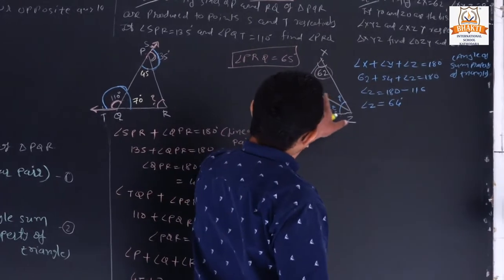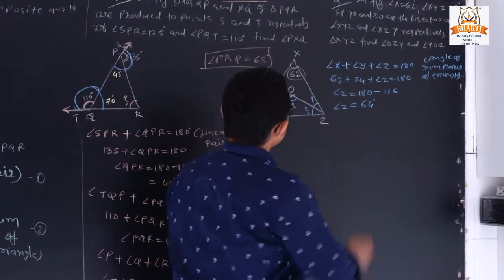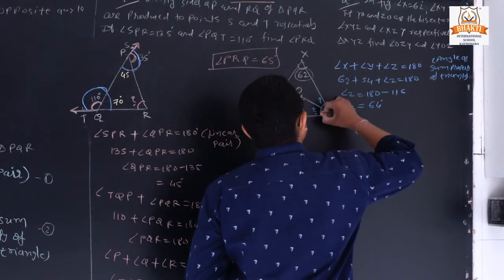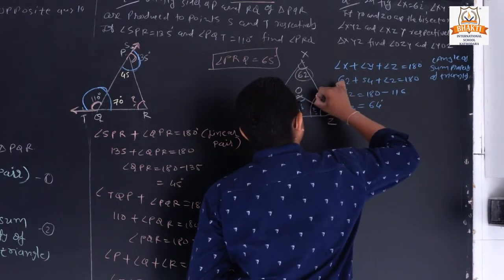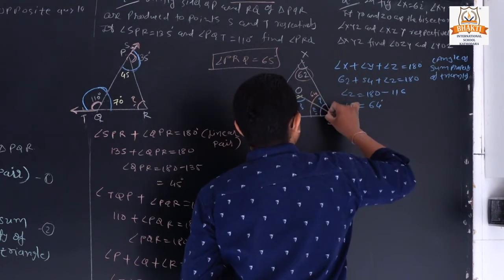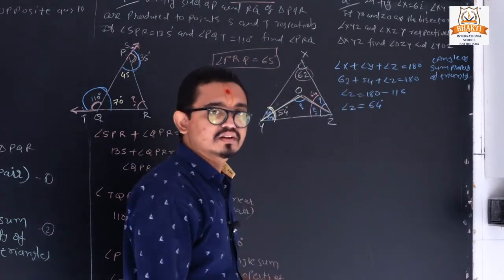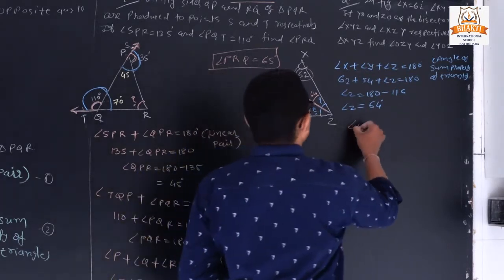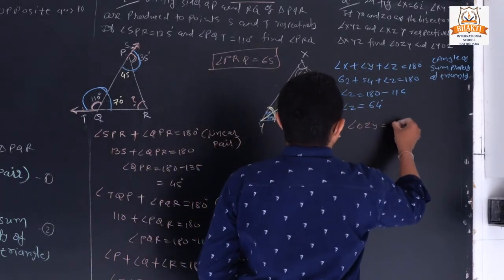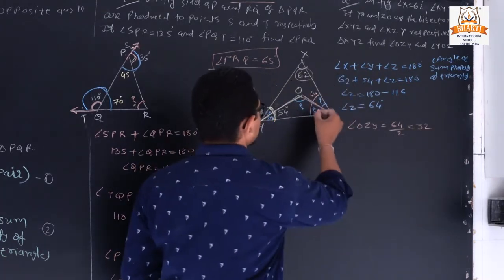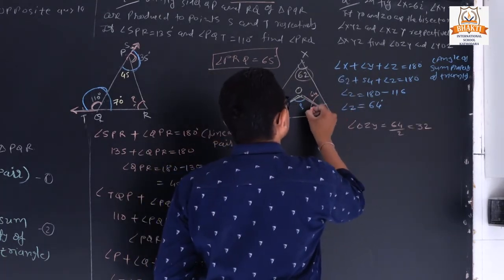Now, it is a bisector line, clear? This whole angle is 64. So if it is a bisector, 64 divided by 2, clear? So OZY is equal to 64 divided by 2, so it is 32, clear? So these both angles are 32, 32.